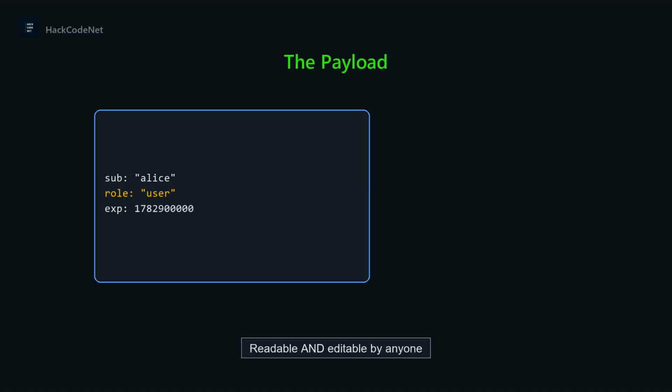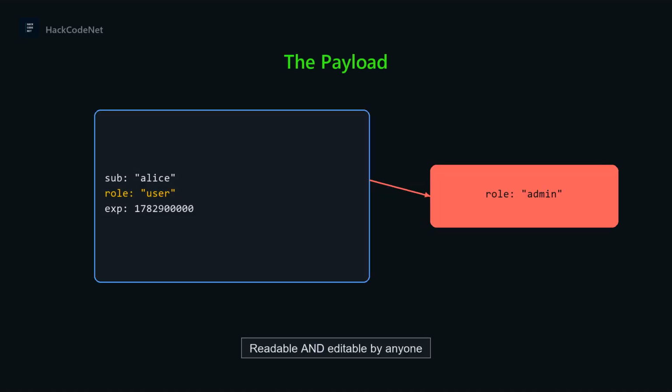The payload holds the claims: user ID, role, expiration, whatever the application wants to attach. Here's the part that trips people up. Anyone can decode this and edit it in seconds with zero special tools. Flipping role: user to role: admin takes about as long as it takes to say it. The payload was never meant to be secret or tamper resistant on its own. All of that protection has to come from the signature.